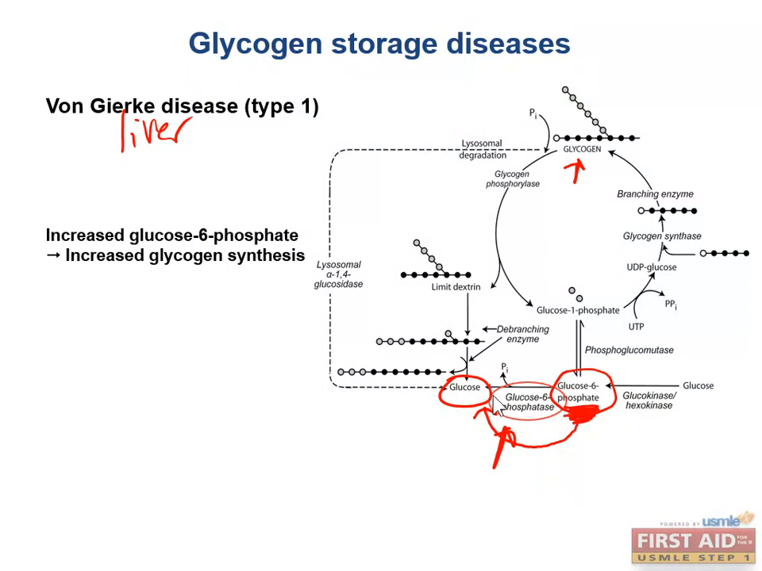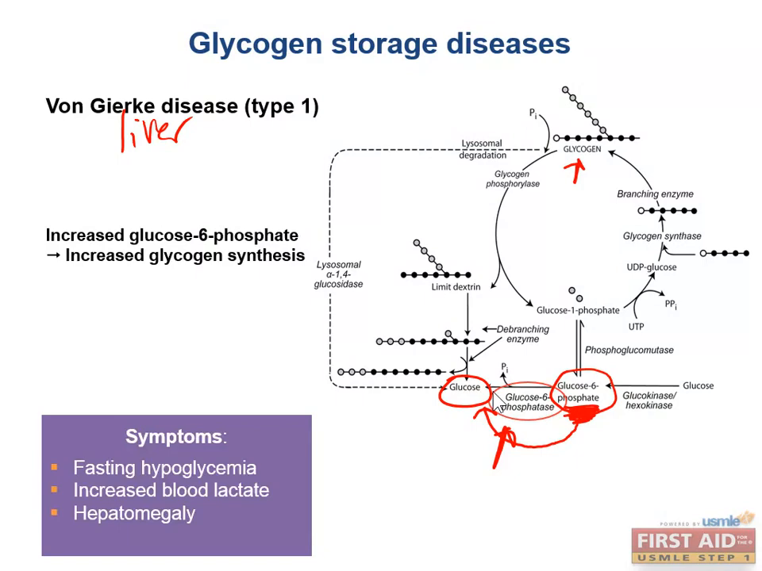Now, this also causes an increased blood lactate, which can lead to gout due to the increased urine pH, and it can also cause hepatomegaly or hepatosteatosis, which is known as fatty liver. Some other effects include renal failure, delayed puberty, and hepatic adenomas. So here's some symptoms that you may expect to see.